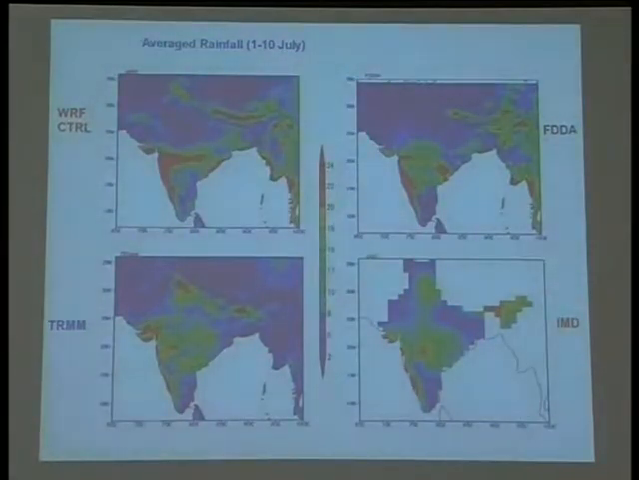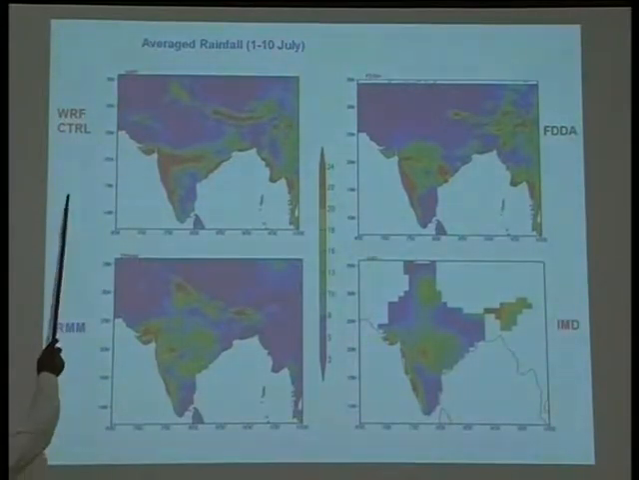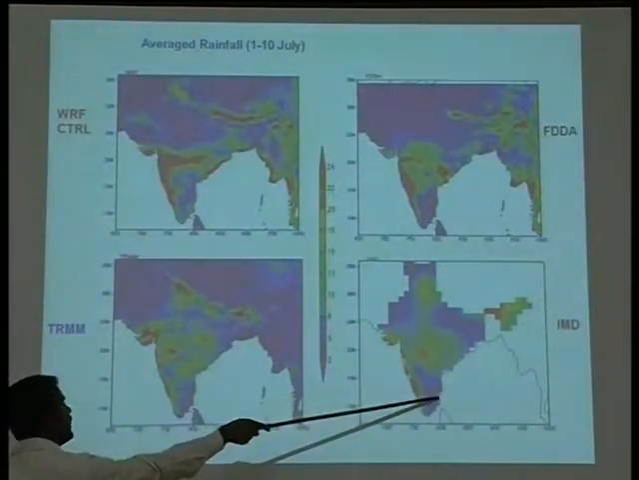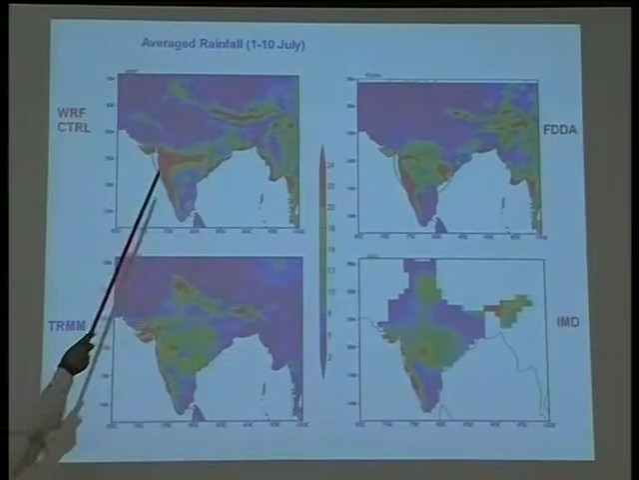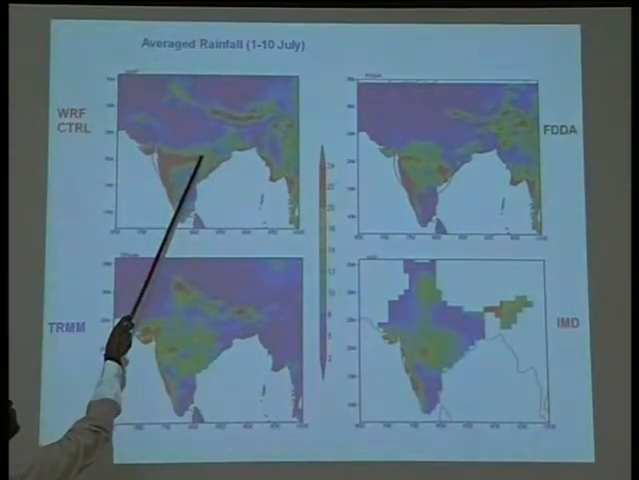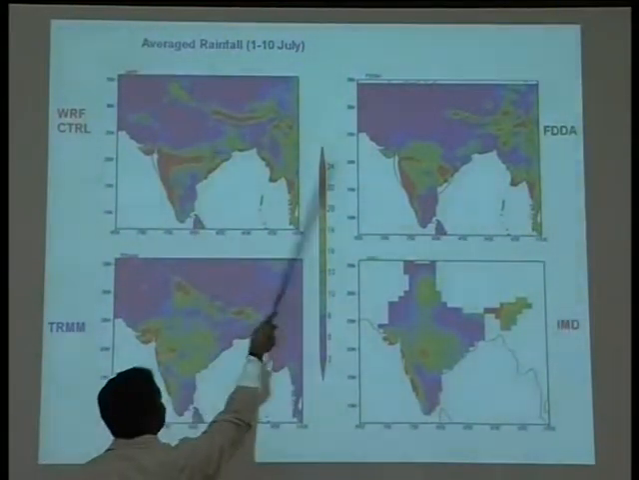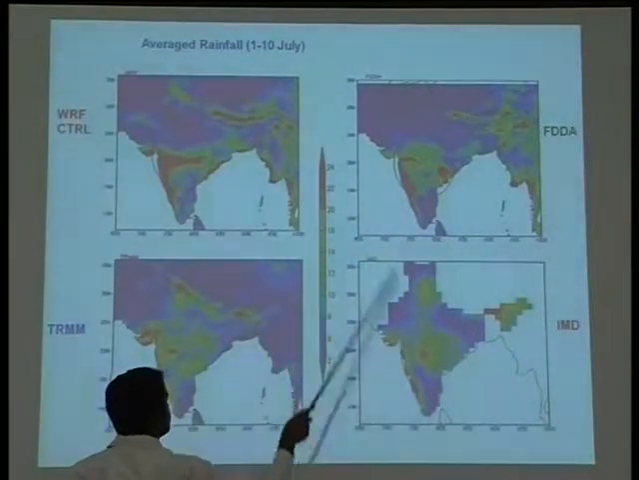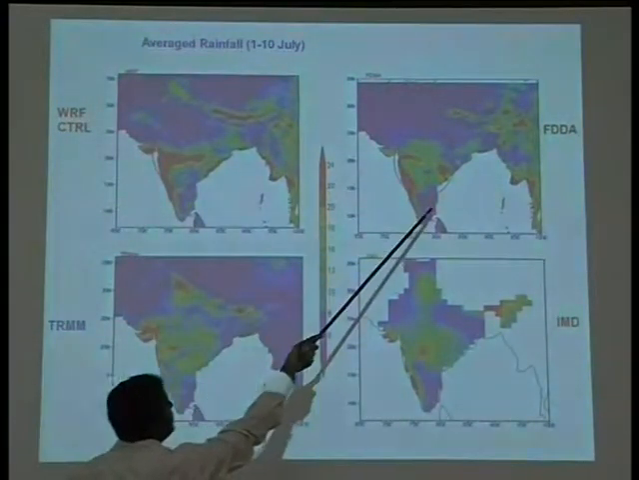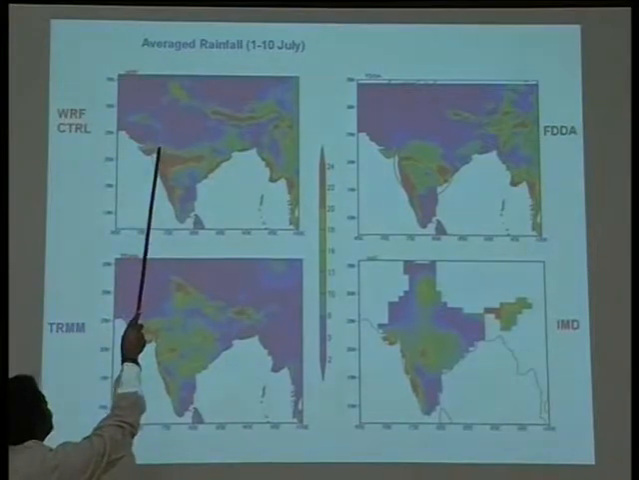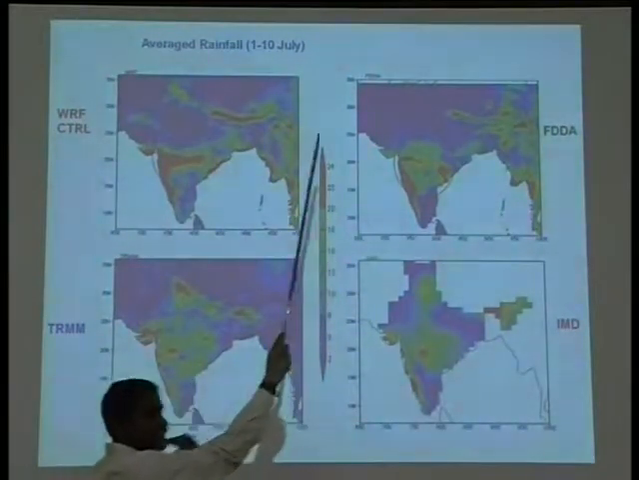This is the spatial distribution of precipitation averaged from 1st to 10th July. This is again control with assimilation, with respect to IMD and TRMM. After assimilation, in this region the control run shows very high overestimation with respect to observations, but after assimilation this has improved. Also, in this region observation shows very little rainfall, but the model shows a bit high rainfall; after assimilation it also improved. In the control run the spread is limited up to here, but after assimilation the spread is extended towards the north.